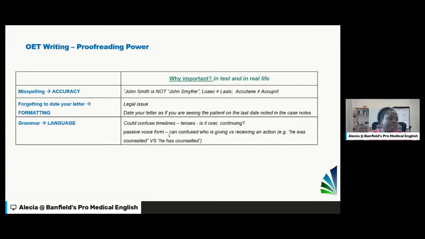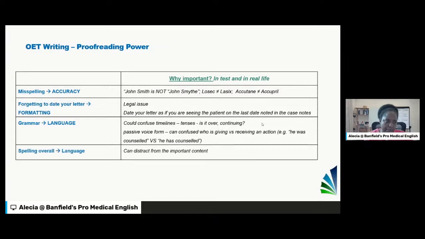Okay. And then the passive form is another common mistake. People mix up the passive form, he has been given, versus he has given. They sound alike, but they're actually two different grammar forms. In the passive form, the person is receiving the action. So the patient was given, versus the patient has given, where the patient is the one doing the action. Okay? So again, that's an inaccuracy. That's causing confusion. So you've got to be aware of grammar.